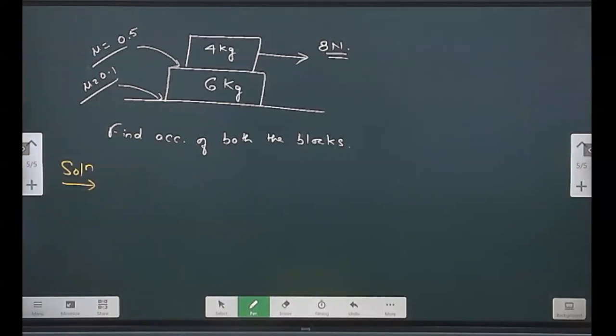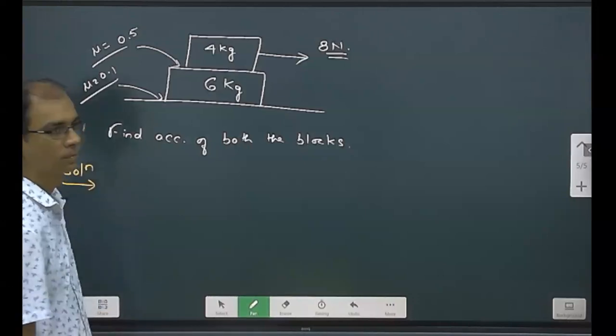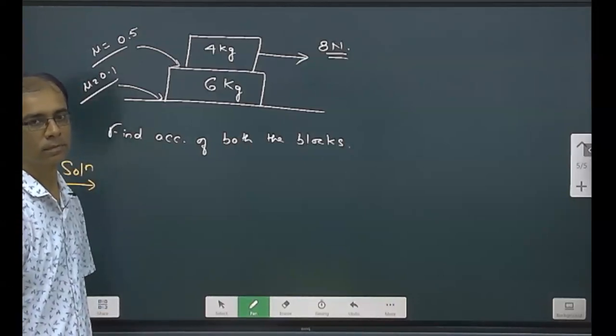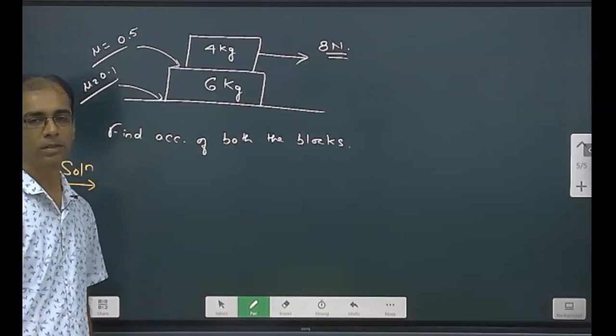I think common acceleration will not come because force of friction is more than 8 Newton. Am I correct? Yes, sir. Sir, the answer of upper block is 3 meter per second square and the lower block is 1/3 meter per second square. But how you got it? Because it's not able to move.